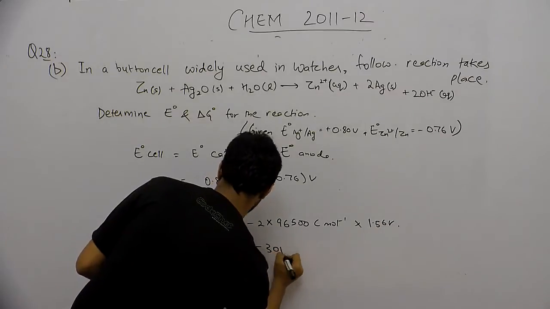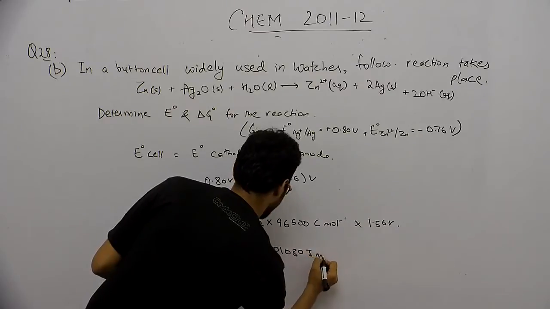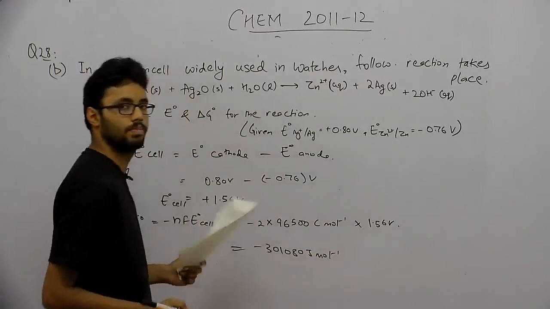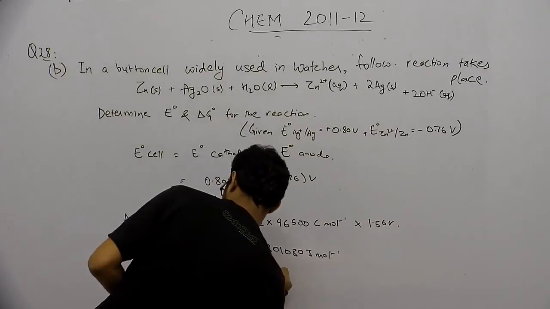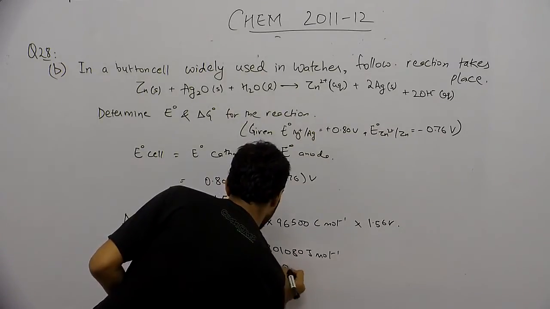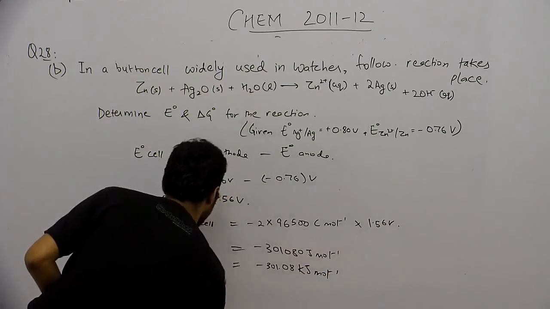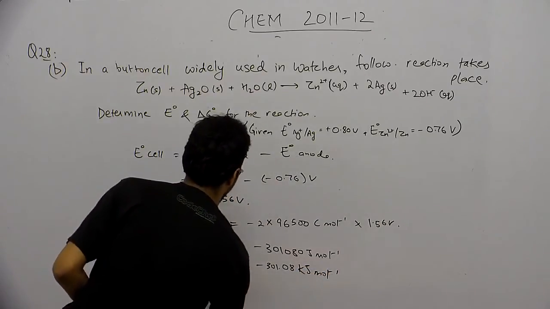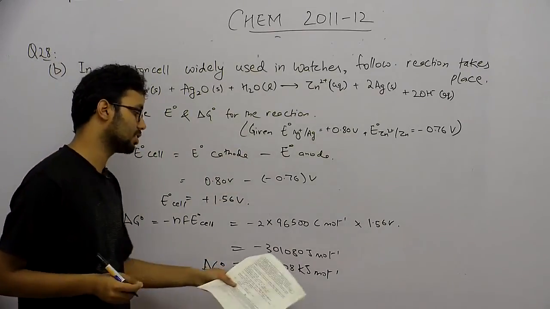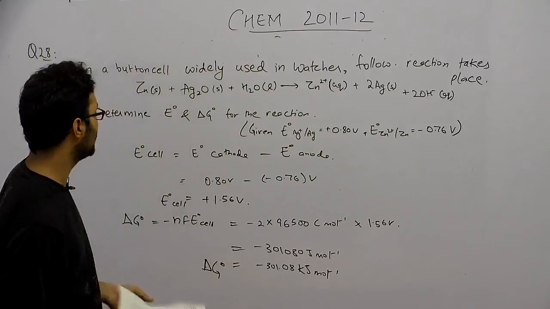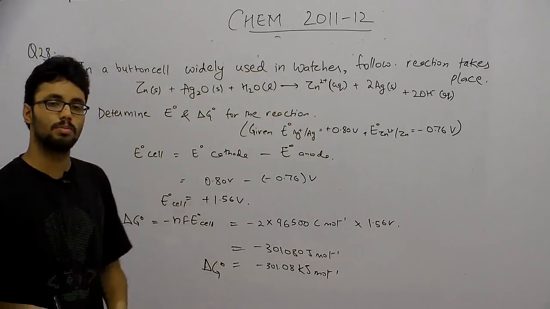So it comes out to be minus 301,080 joule per mole. Or we can also write it in kilojoule, that is minus 301.08 kilojoule per mole. So delta G naught of this reaction is minus 301.08 kilojoule per mole, and E naught of the cell is plus 1.56 volt.